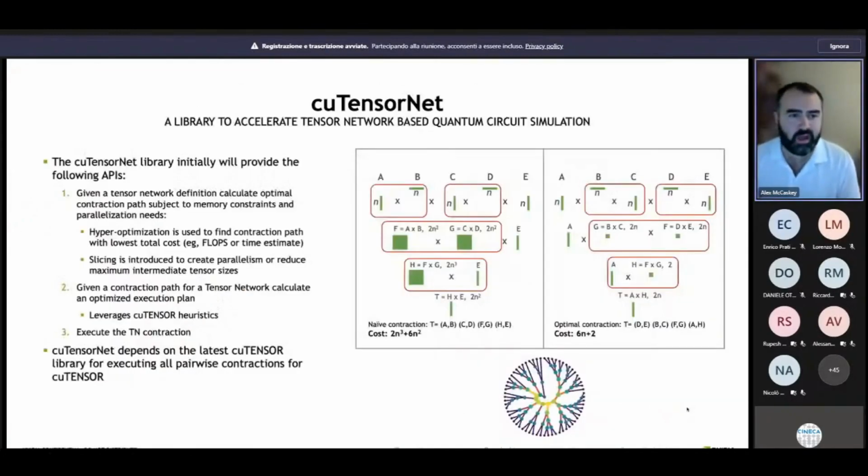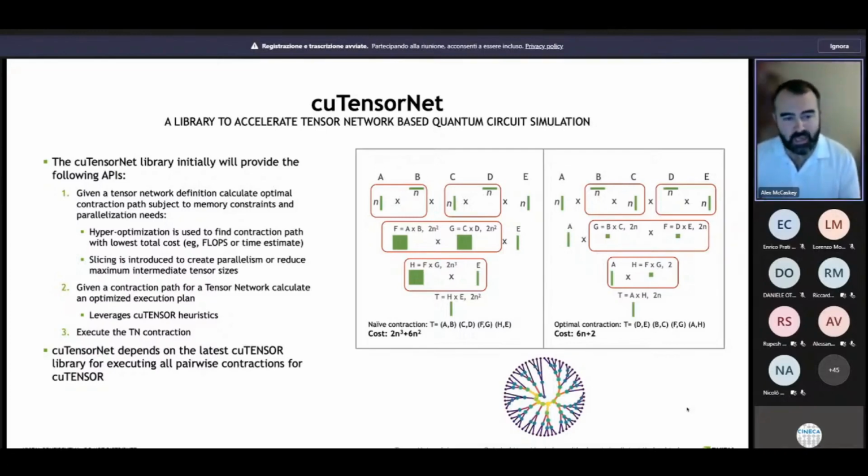All right, switching over to QTensorNet. QTensorNet is a library to accelerate tensor network-based quantum circuit simulation. To give you an example of some of the tasks that are really important here, if you look at this figure, not all tensor contraction path sequences are the same, right? So it's really important to have libraries that enable one to input some tensor network and output the optimal contraction path, so that we can use the optimal sequence in the computation itself. QTensorNet initially will provide this type of functionality.